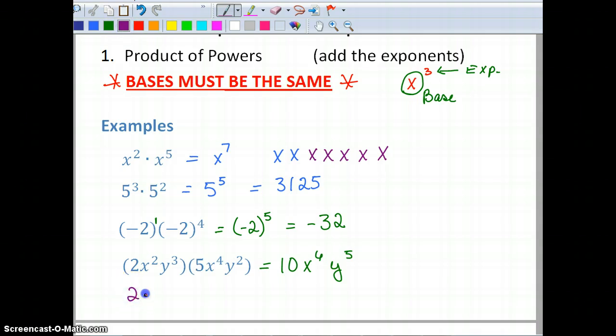Okay, now if you didn't quite see where I got all this from, let's start over. So I have 2, because I'm multiplying. Parentheses beside each other like that mean I'm multiplying, so 2 times 5 times x squared times x to the 4th times y cubed times y squared. 2 times 5 gives you 10. X squared times x to the 4th gives you x to the 6th. Y cubed times y squared gives you y to the 5th.